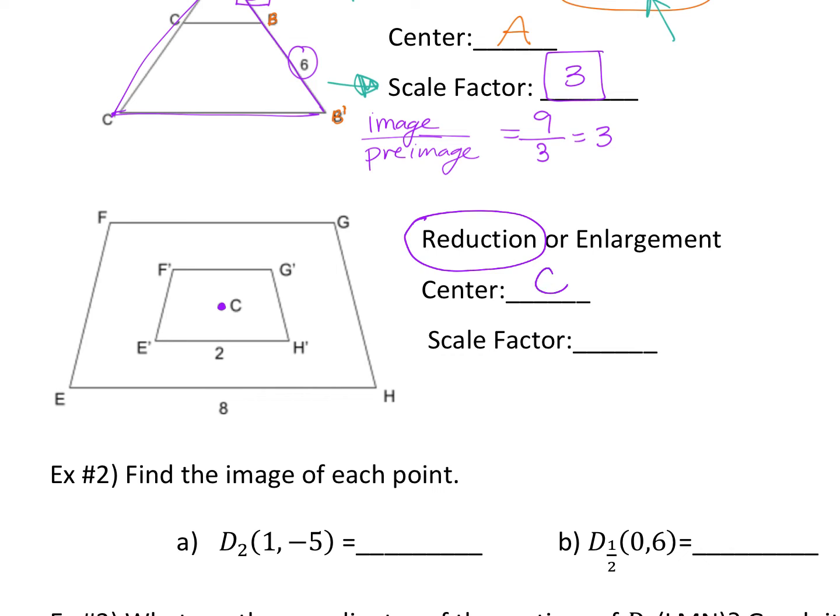Now your scale factor. 4. You have image over pre-image, right? So 2 over 8 is a scale factor of 1/4, which makes sense for a reduction. It's 1/4 the size of what it started as. Okay?